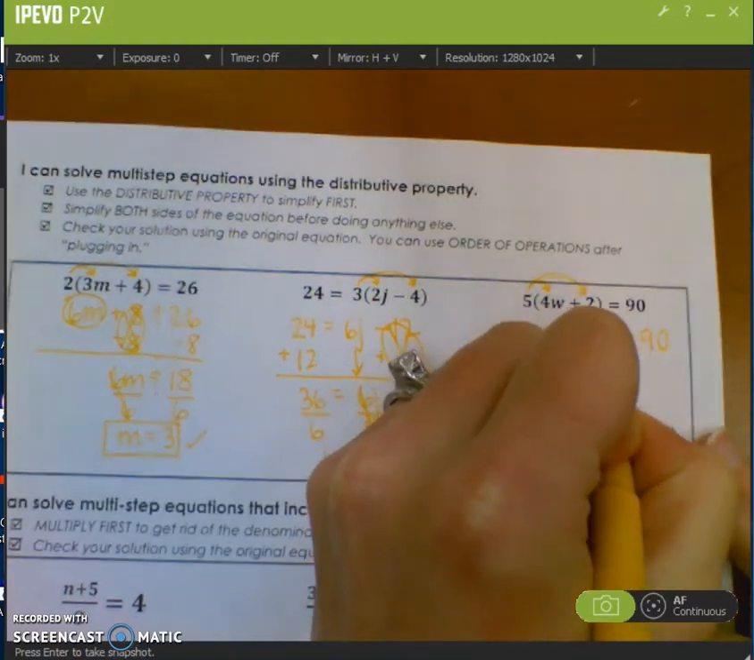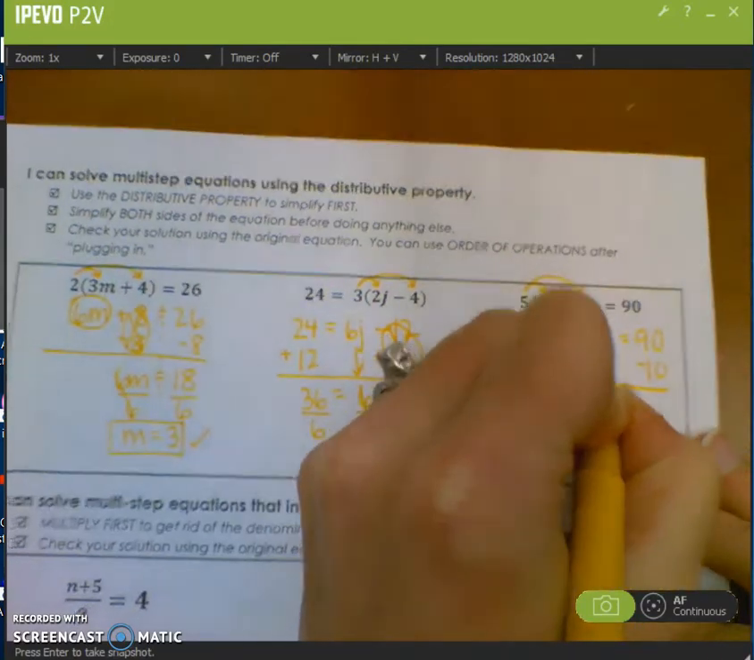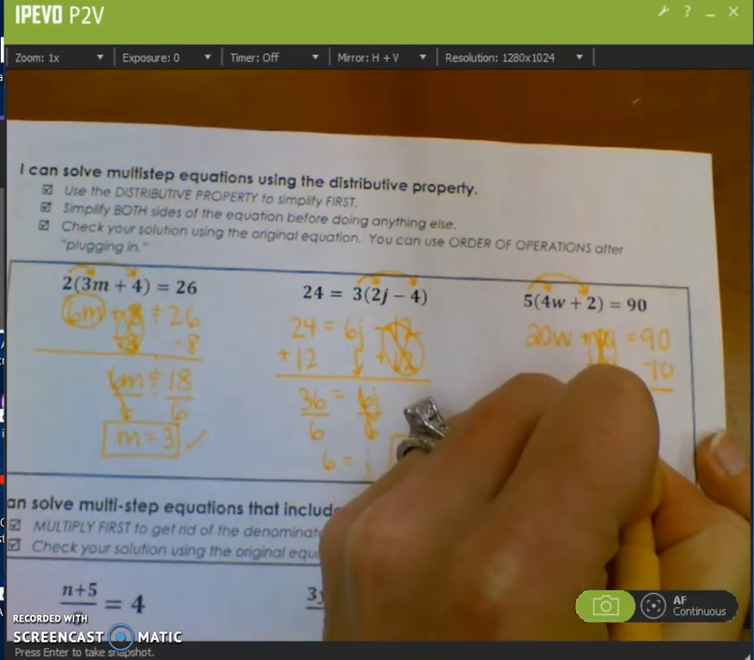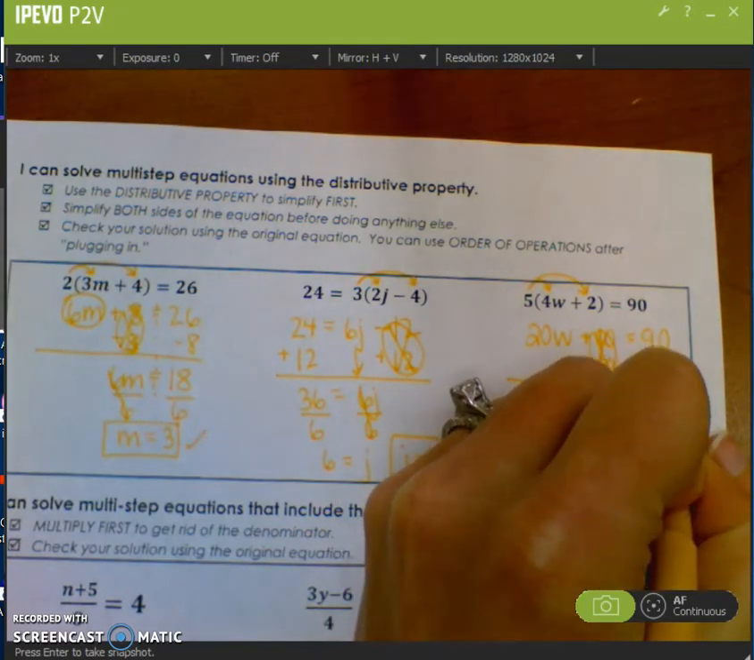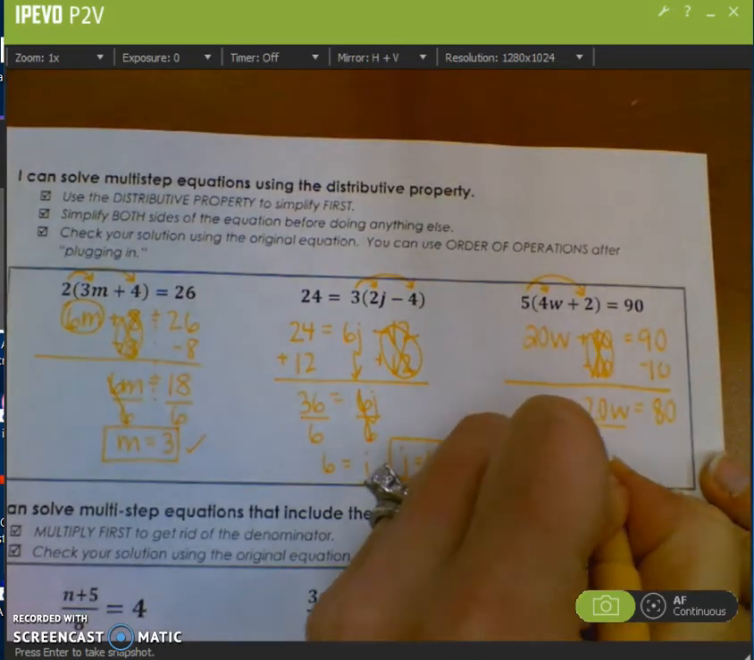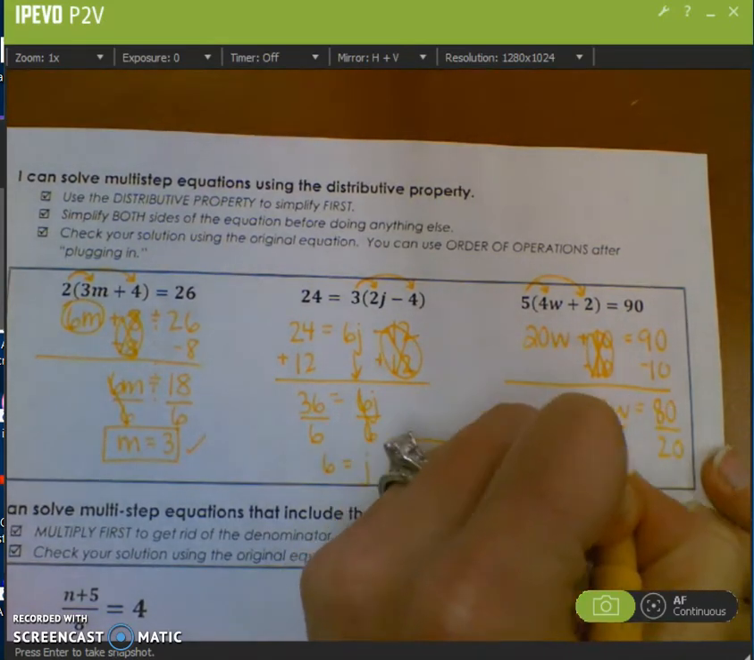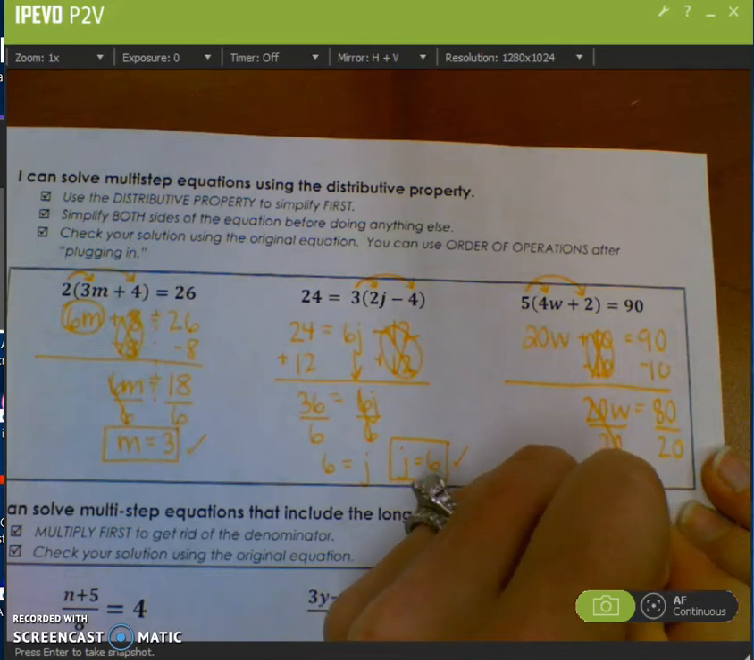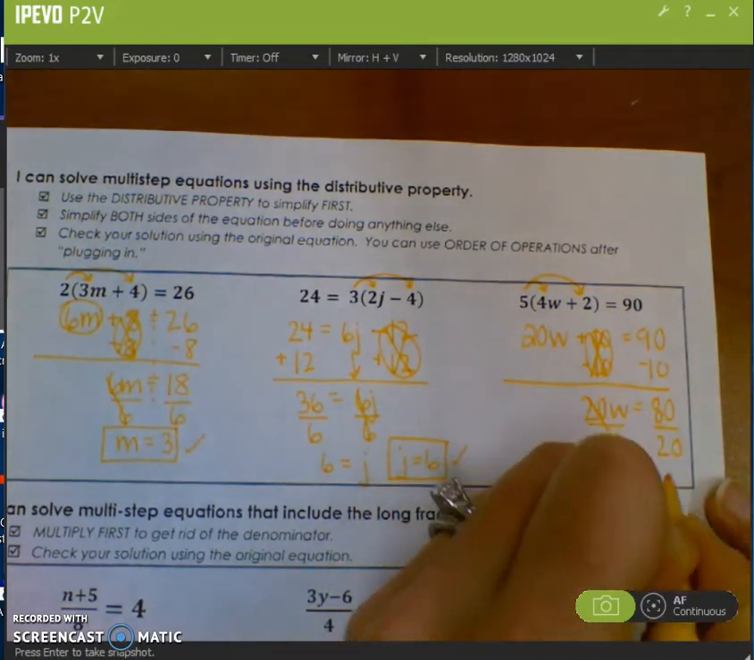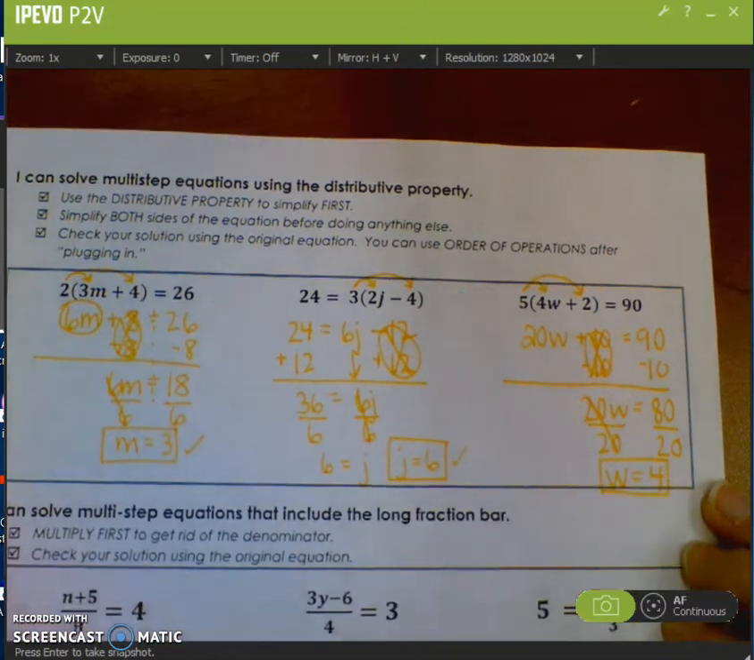I'm going to subtract 10 from both sides because that's the inverse of adding. And I get 20w equals 80. Then I'm going to divide both sides by 20 because the inverse of multiplying is dividing. 20 divided by 20 is 1, so I get w equals, and 80 divided by 20 is 4. So w equals 4 is the answer I'm getting.